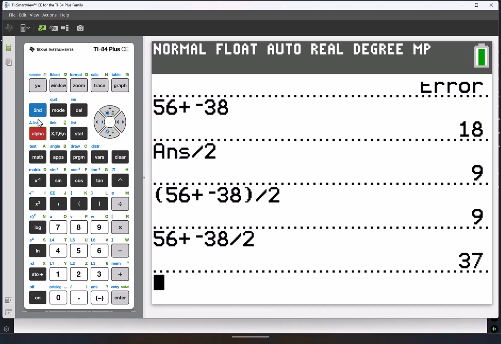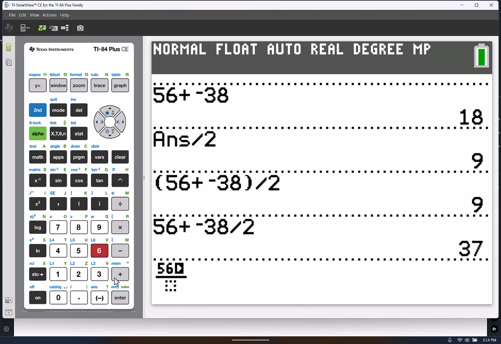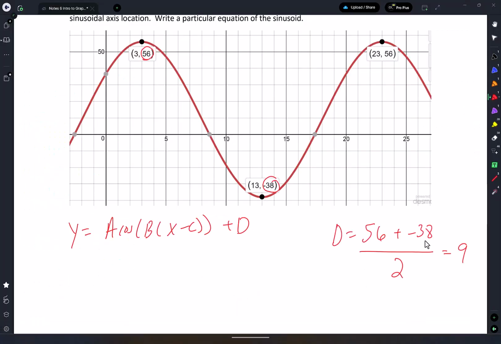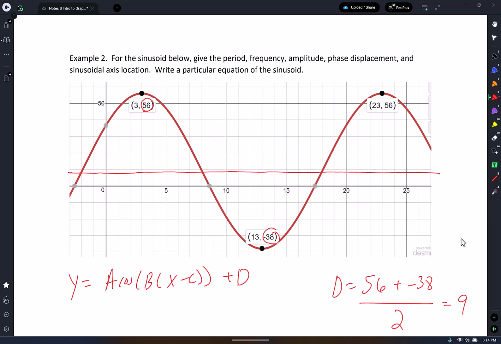Or to never make a mistake, use the little fraction feature. You'll never make a mistake if you use this. How did I get the fraction feature? Alpha y equals enter. And you get the little fraction feature. All right. There it is. So 9 is probably right there. Not quite at that line because it's going by 10, 20, 30, 40, 50.